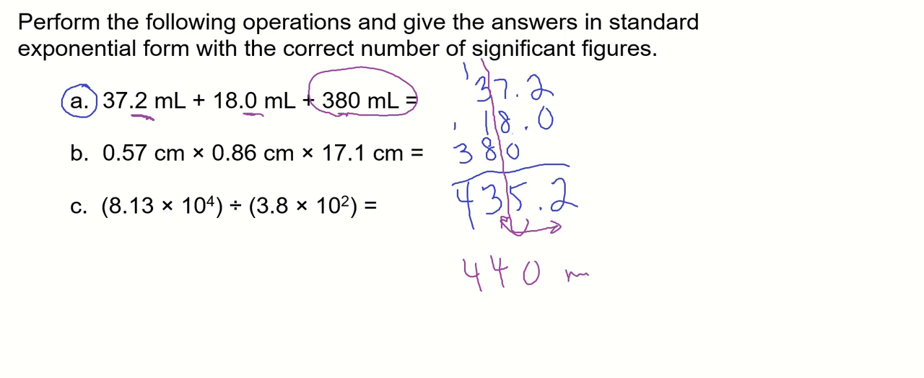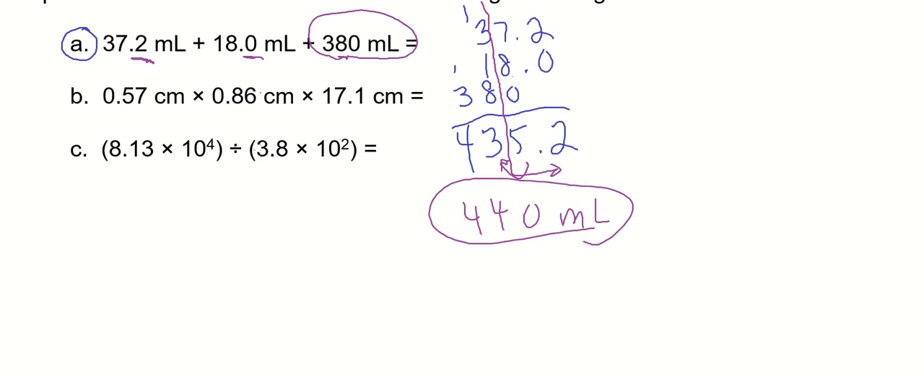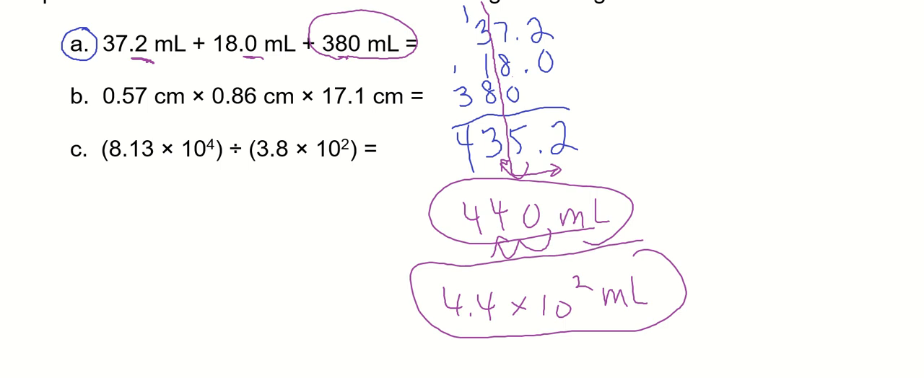Milliliters. 440 milliliters. Now, I don't like leaving our answer like that. If our number ends in 0, I'd rather make it clear that it is not significant by writing it in scientific notation. So there's our implied decimal. Move it over 2 spots that way. So we'll just write 4.4. Again, if it was significant, we would intentionally put that 0 there, but it's not. So 4.4 times 10 to the 2 milliliters, and that's how I would write my answer.